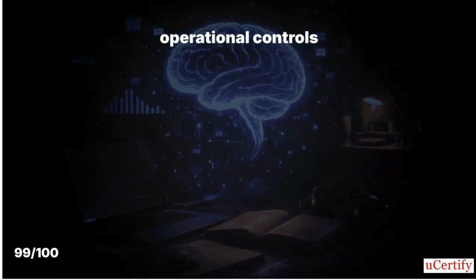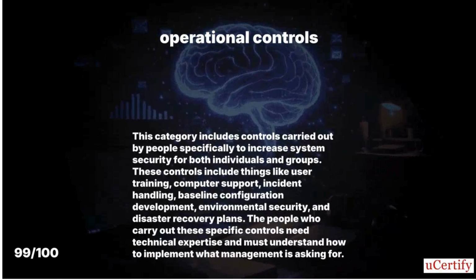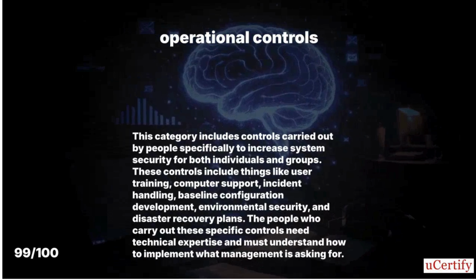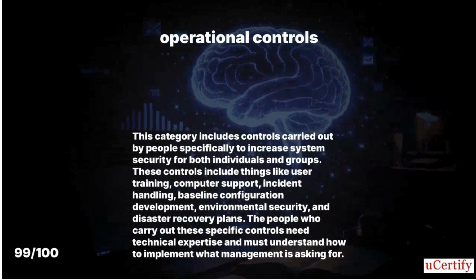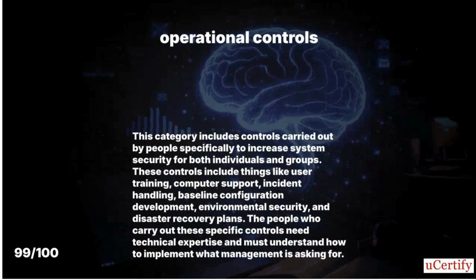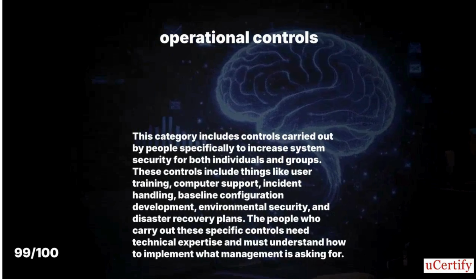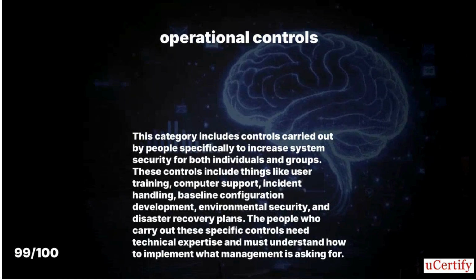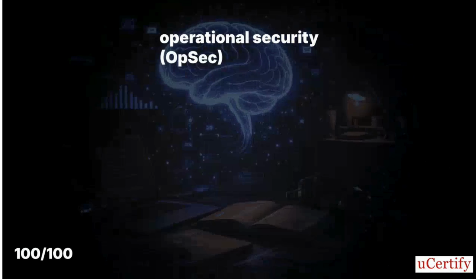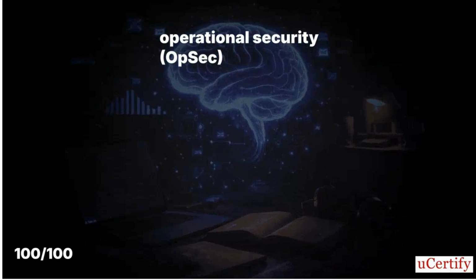Operational controls. This category includes controls carried out by people specifically to increase system security for both individuals and groups. These controls include things like user training, computer support, incident handling, baseline configuration development, environmental security, and disaster recovery plans. The people who carry out these specific controls need technical expertise and must understand how to implement what management is asking for.